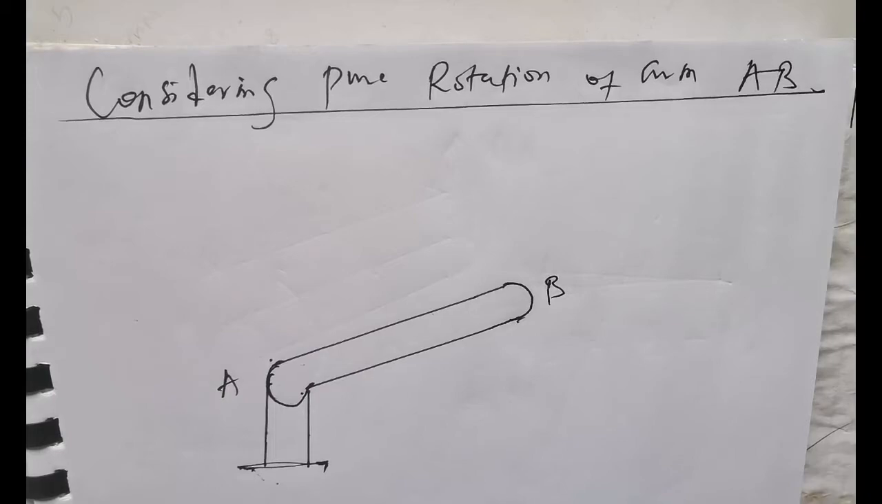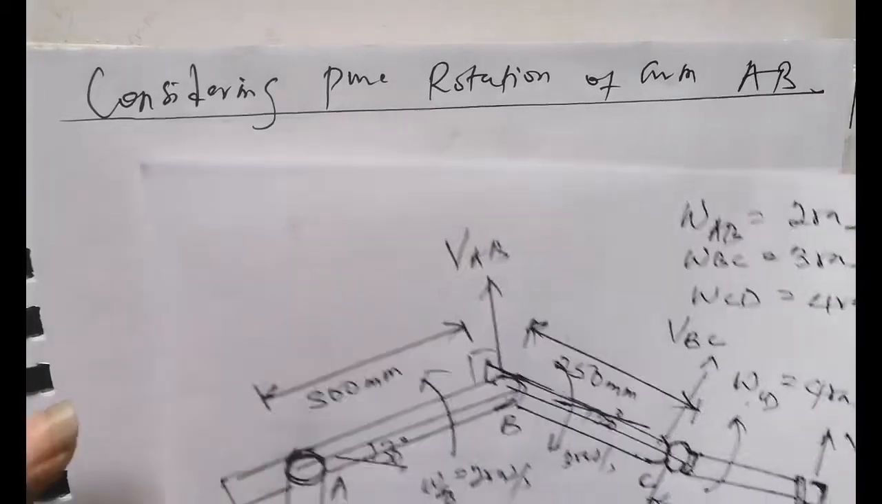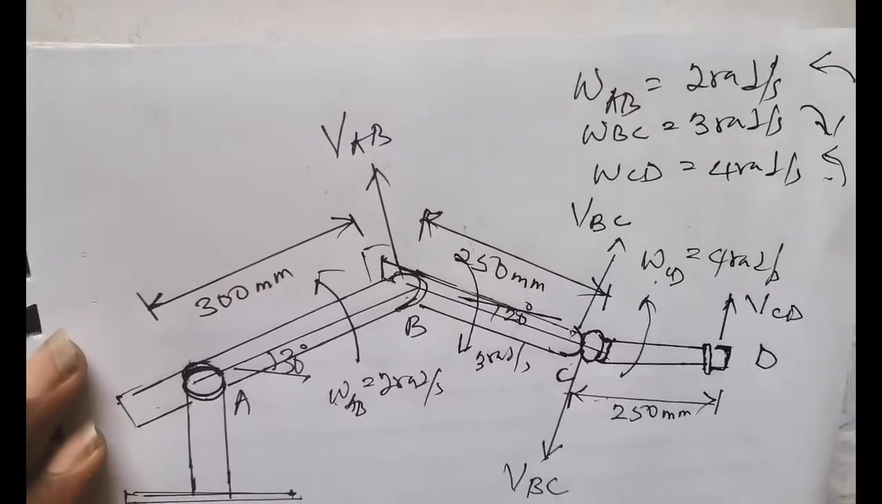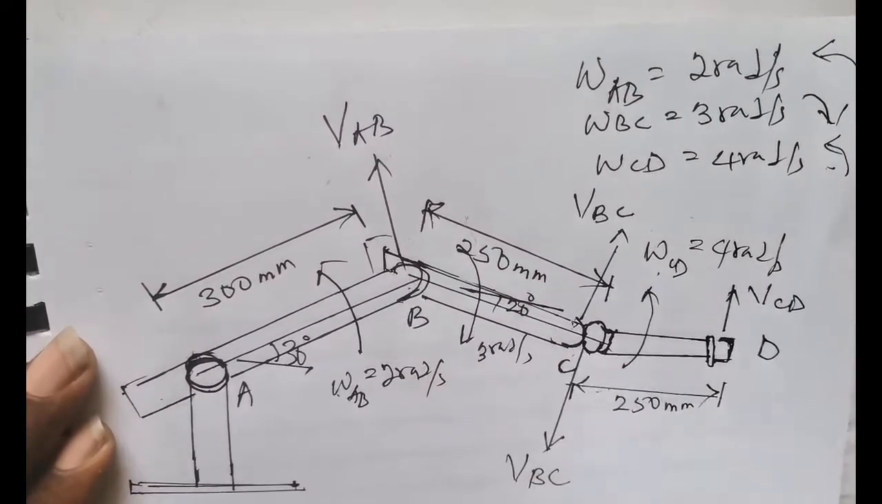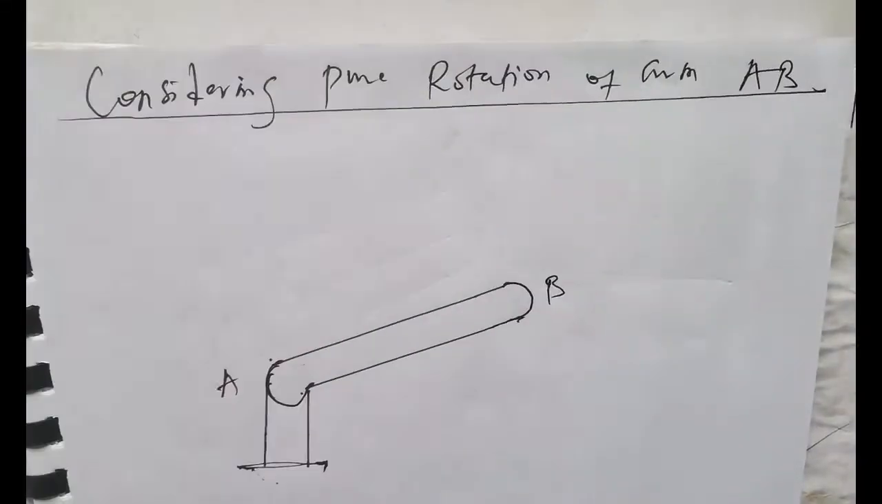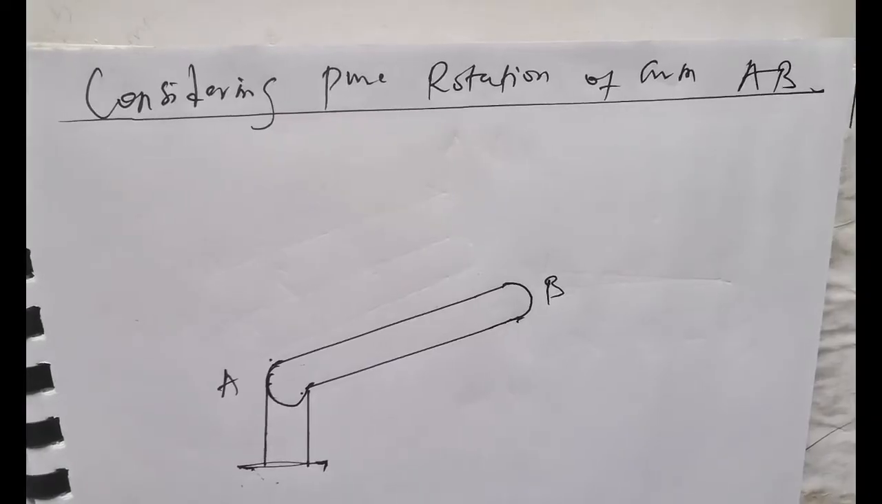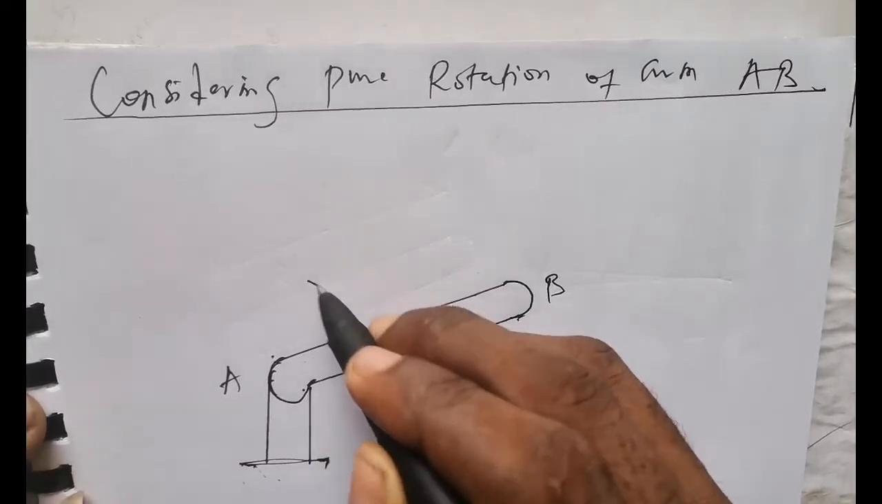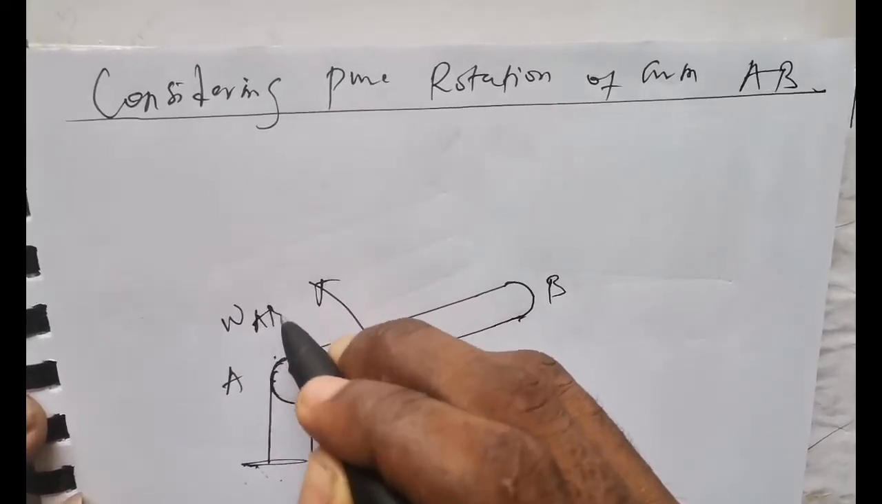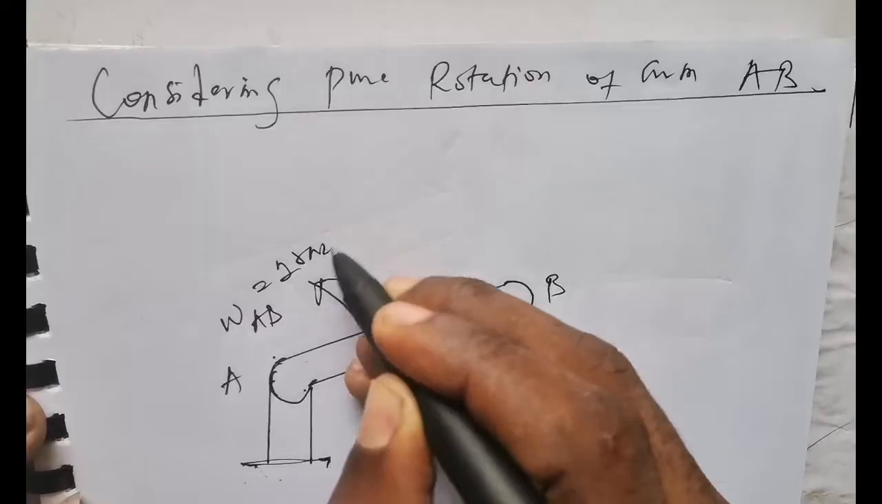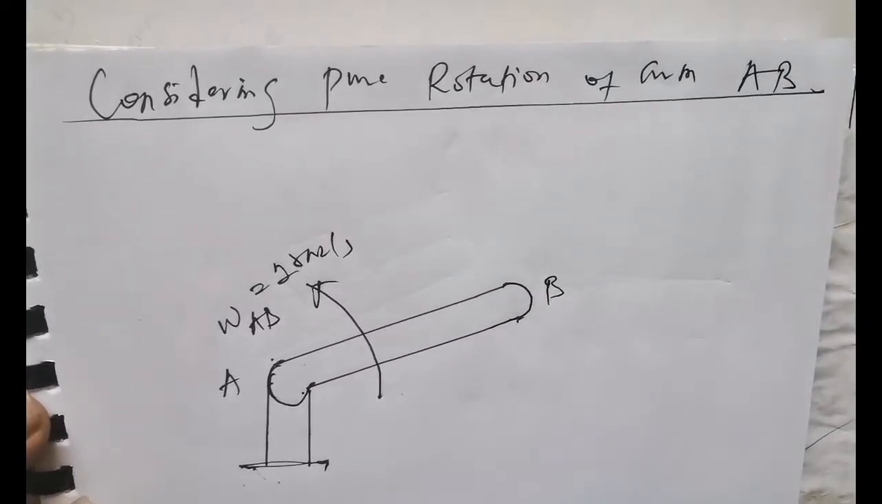So we consider now the rotation of only arm A to B. Let me pull back the diagram. We are simply considering only the rotation of arm A down to B. Remember, arm AB is moving with an angular speed of 2 radians per second in the counterclockwise direction. So we have an angular speed here, omega AB, of 2 radians per second in a counterclockwise direction.